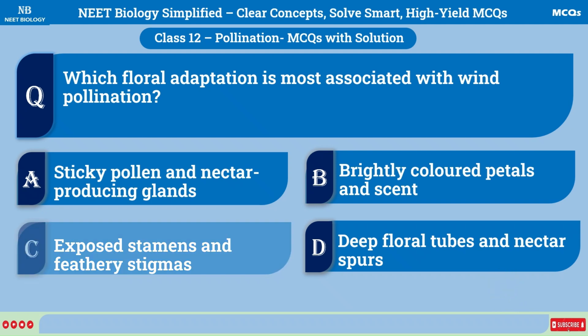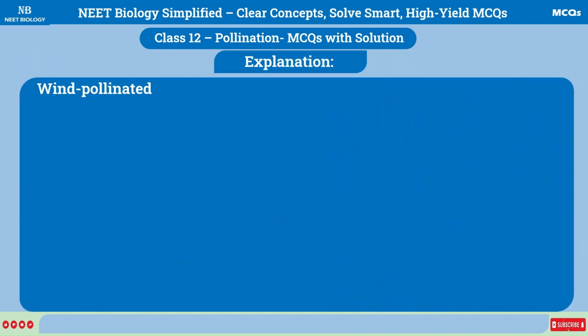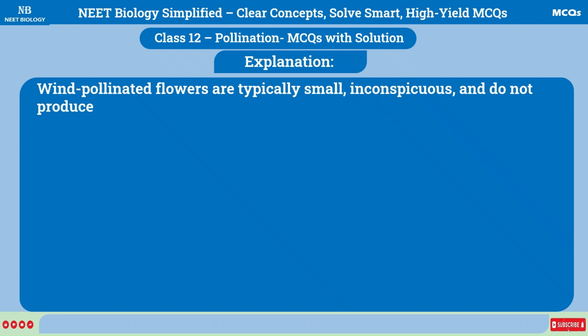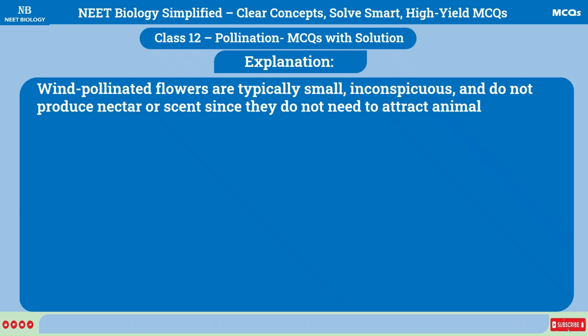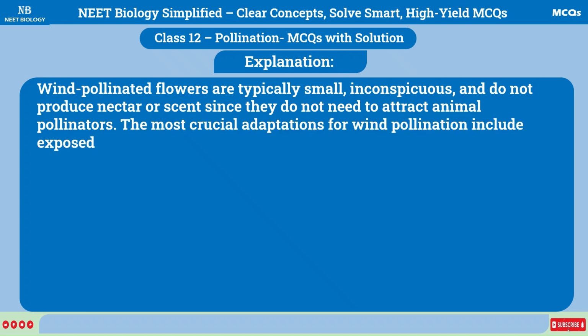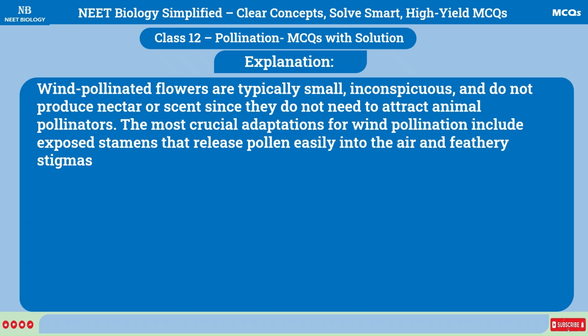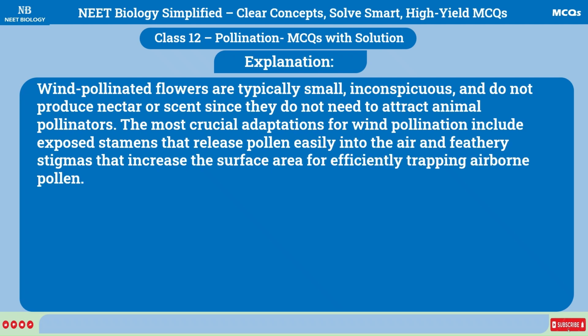Correct option is C. Exposed stamens and feathery stigmas. Explanation. Wind-pollinated flowers are typically small, inconspicuous, and do not produce nectar or scent since they do not need to attract animal pollinators. The most crucial adaptations for wind pollination include exposed stamens that release pollen easily into the air and feathery stigmas that increase the surface area for efficiently trapping airborne pollen.